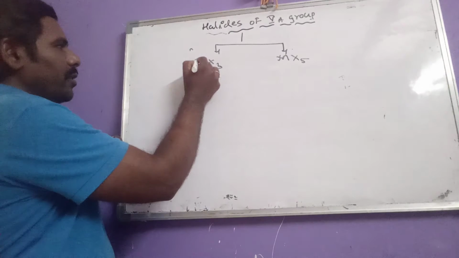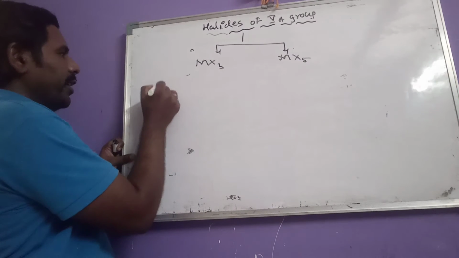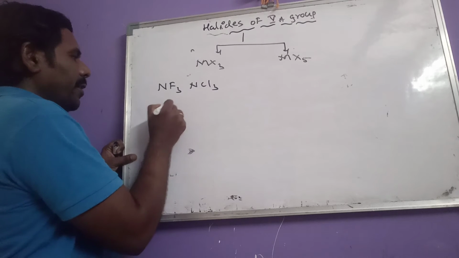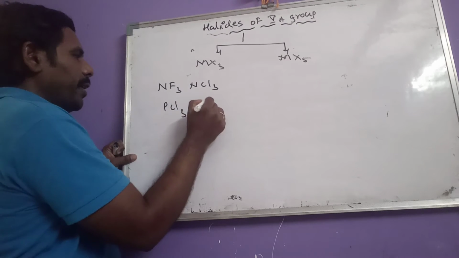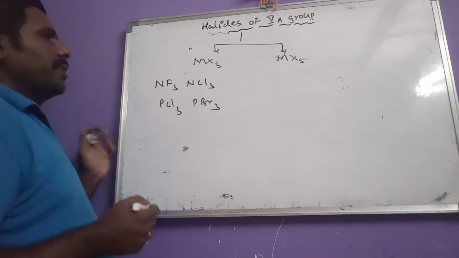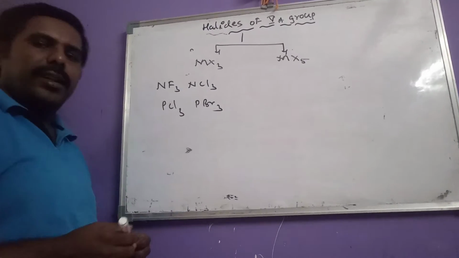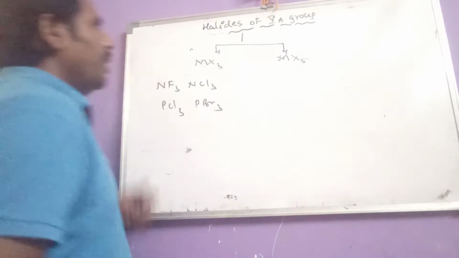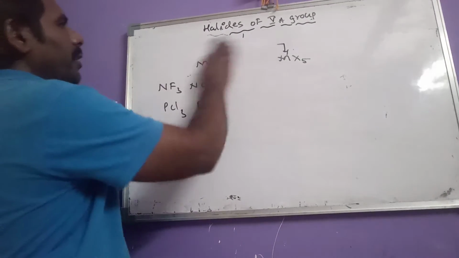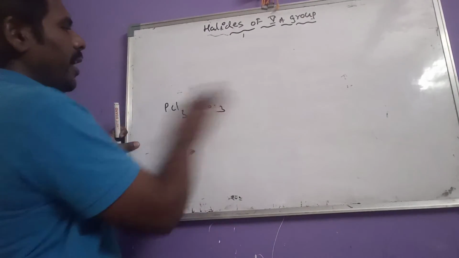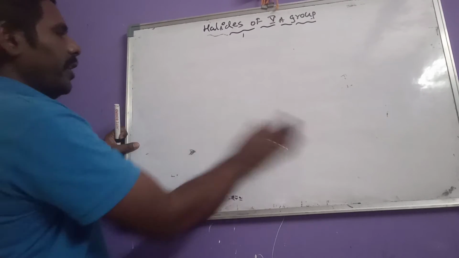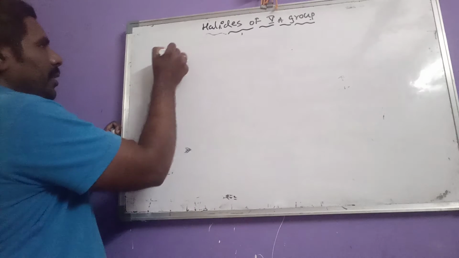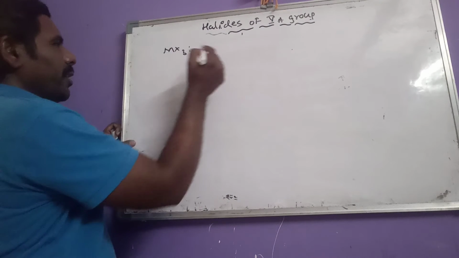Now, examples of trihalides are NF3, NCl3, PCl3, PBr3, etc. These are some examples of trihalides of 5th A group elements. So let us see some important facts regarding trihalides of 5th A group elements. First, let us see the preparation.